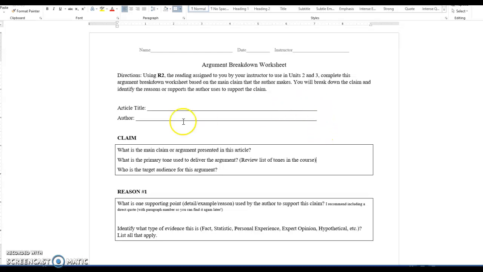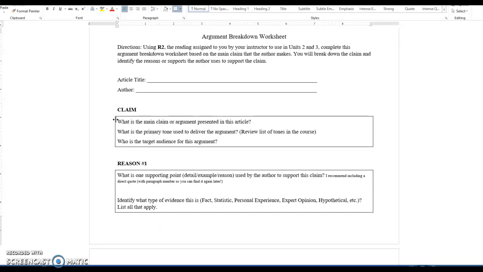So you'll start by writing out the article title and the author or authors, and then I want you to think about the claim that's being made. What is the claim that is presented in this article? The main claim. What is the main point that the authors are trying to make? Then I'm going to ask you to identify the tone. What is the primary tone that is used throughout the article in order to deliver the argument?